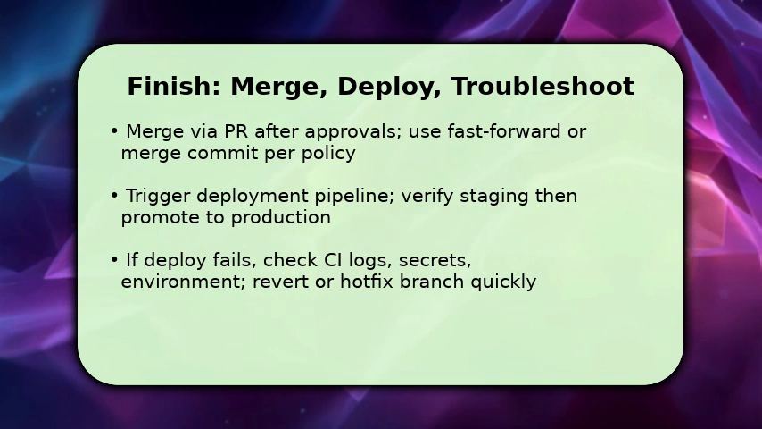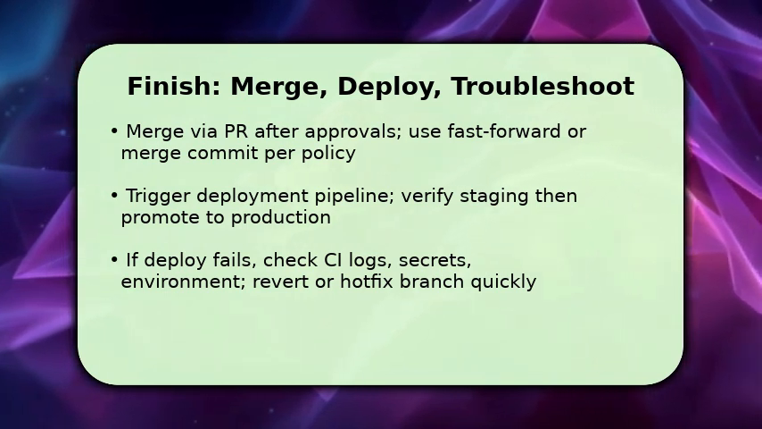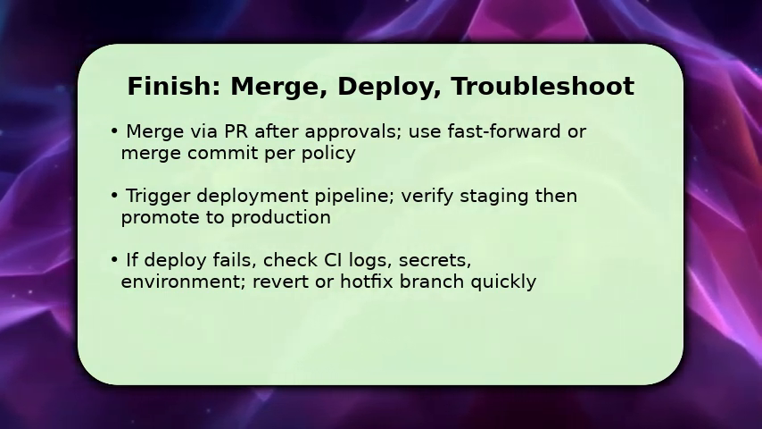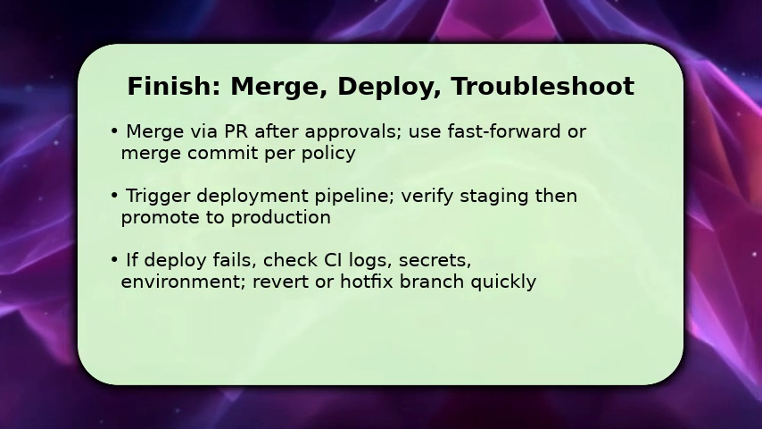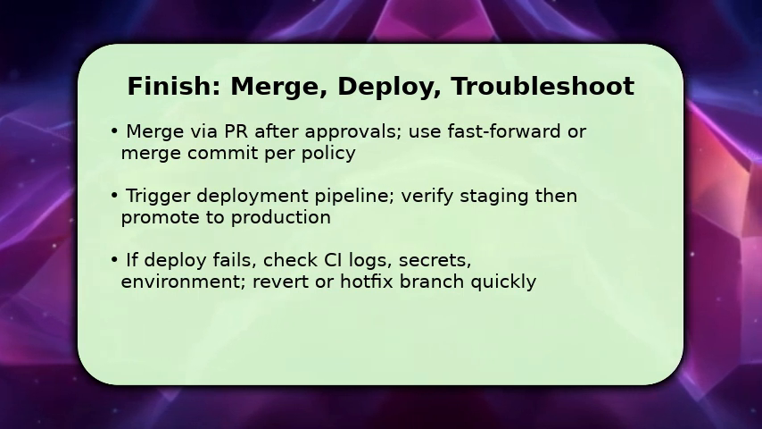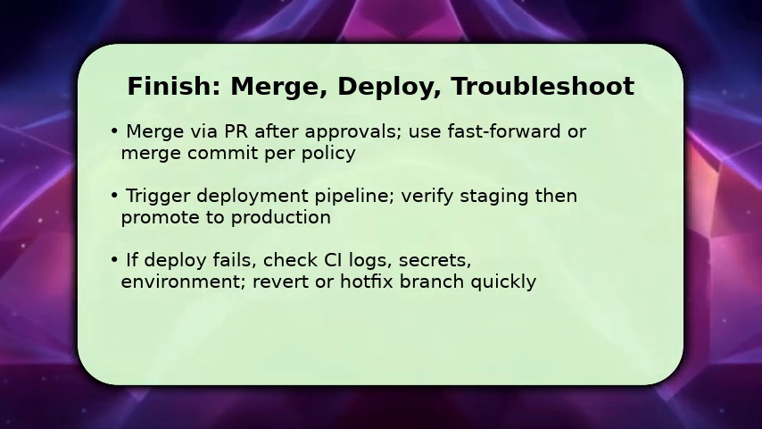If something goes wrong, don't panic. Inspect CI logs first, then confirm secrets and environment variables. Roll back or create a hotfix branch immediately when needed. Finally, document the incident in the issue tracker and update tests to prevent recurrence.